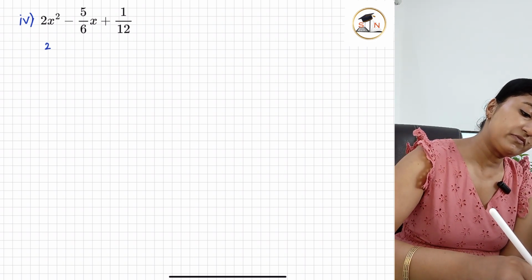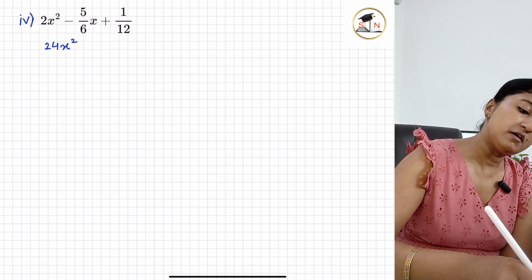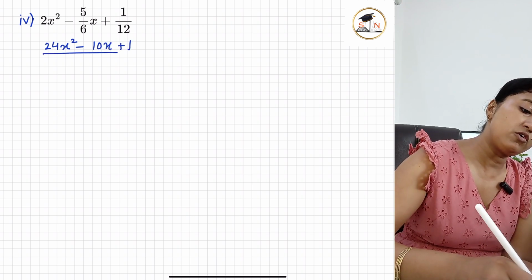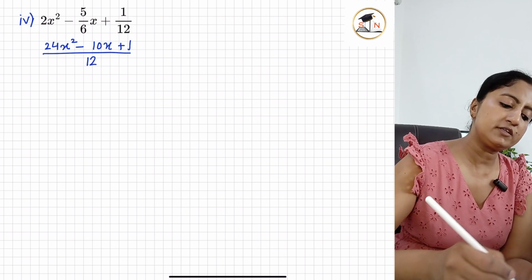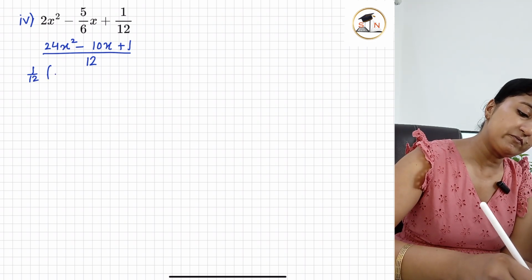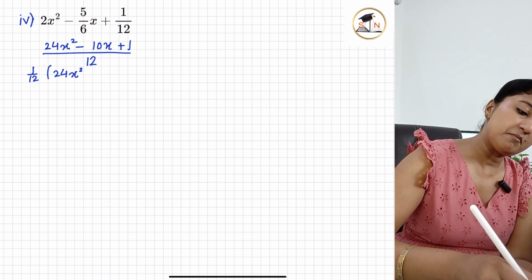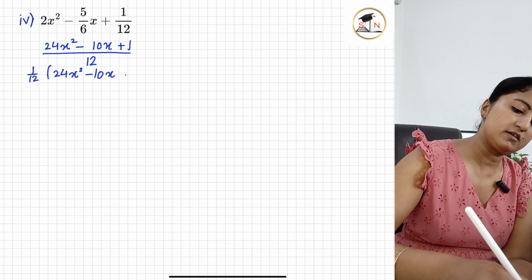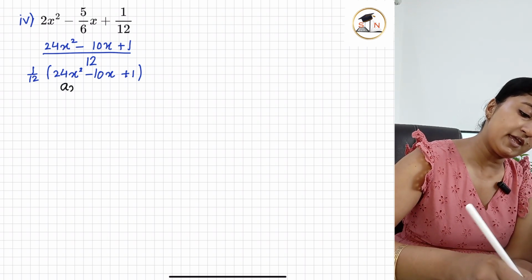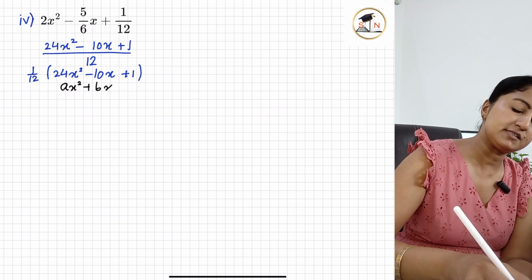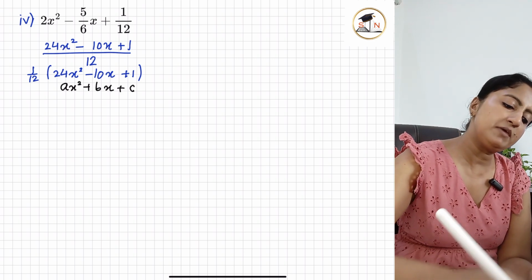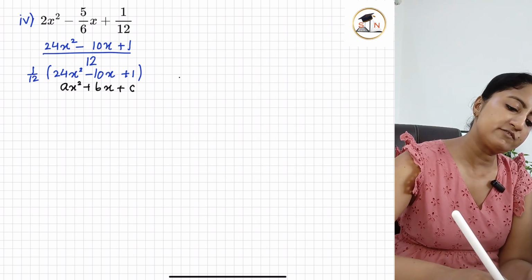That gives us 24x square minus 10x plus 1 whole over 12. Now, after this step, I will take out 1 over 12 outside, and we are left with 24x square minus 10x plus 1. Now, what we need to consider inside, this is your standard form of ax square plus bx plus c. So the process remains same, where we are going to multiply a and c. And when we multiply a and c, that is 1 into 24, gives us 24.